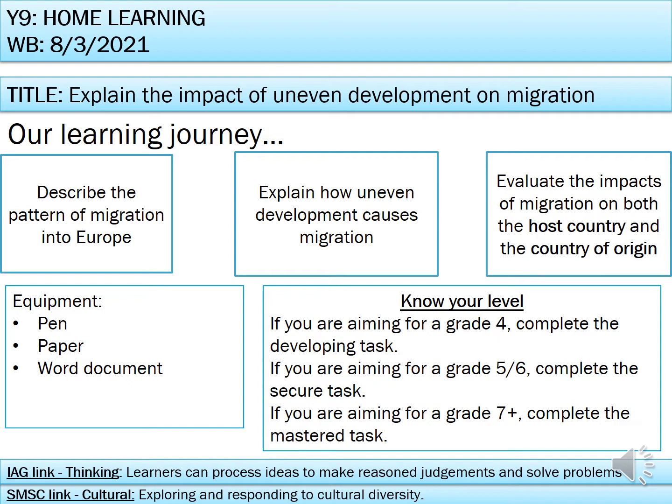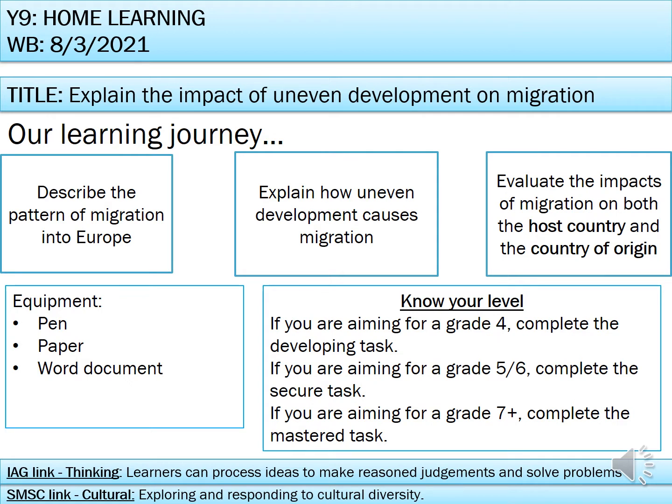We're then going to look at explaining how uneven development causes migration. So why do the levels of development within a country cause people to move from country to country? And then finally evaluate the impacts of migration on both the host country and the country of origin. So what happens in terms of the country that the people move to, that would be your host country, compared to the people in the country where they've left, which is your country of origin.